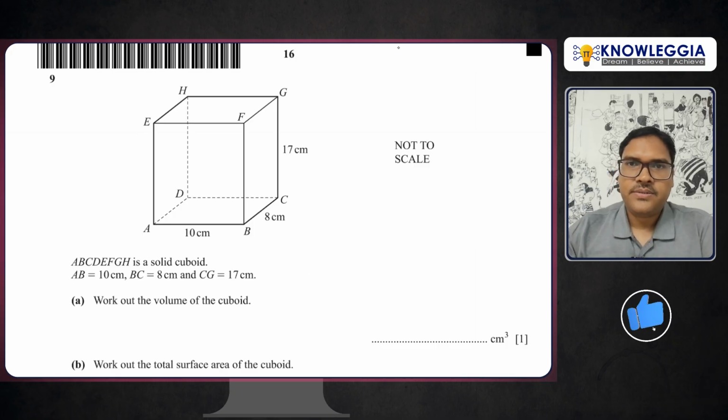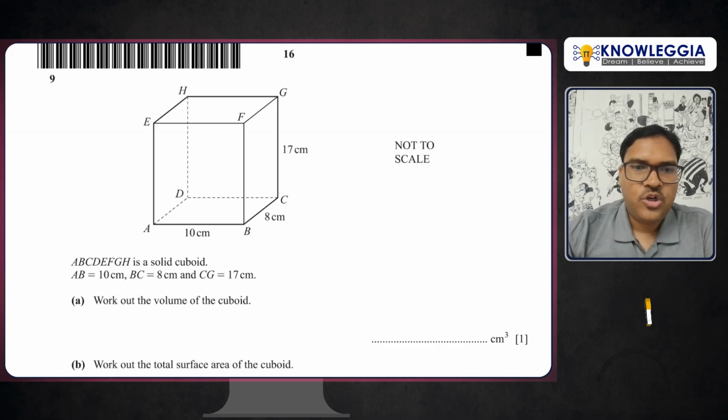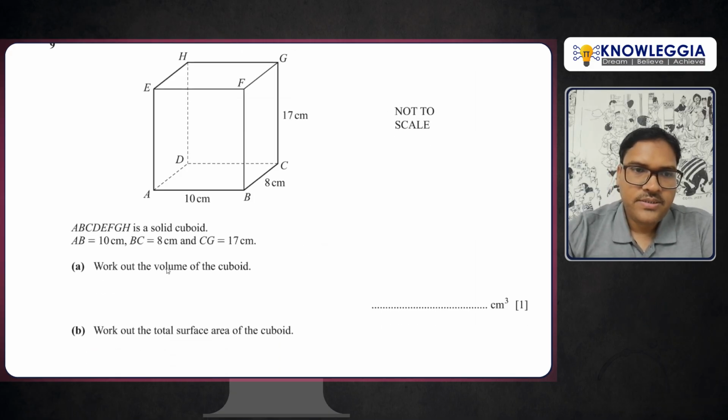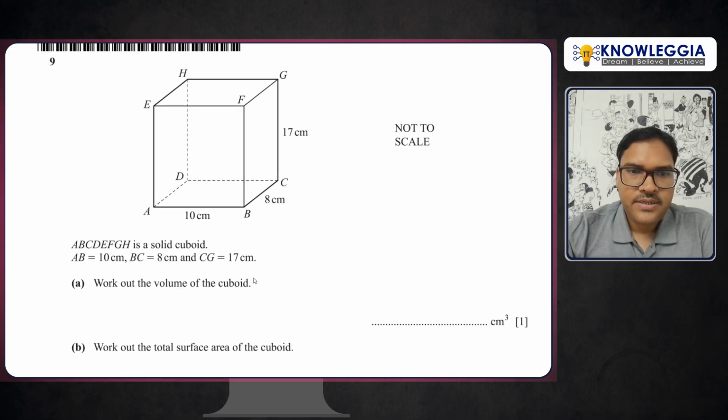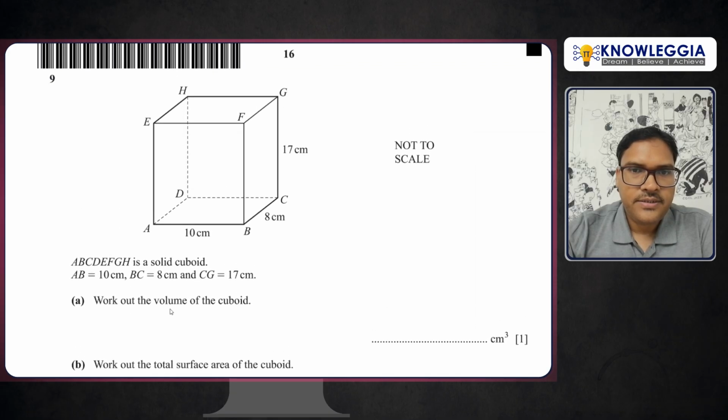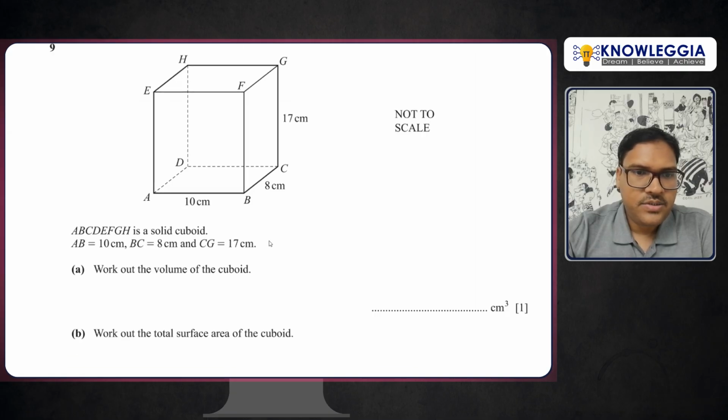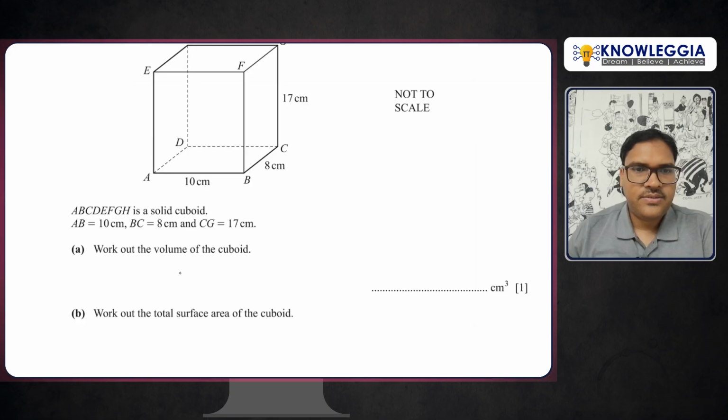The next question here is on the volume and surface area. So the question is ABCD is a solid cuboid. You can see here sides are given to you, and it is mentioned AB, BC, and CG. Work out the volume. So that part is easy. What is the volume of the cuboid?